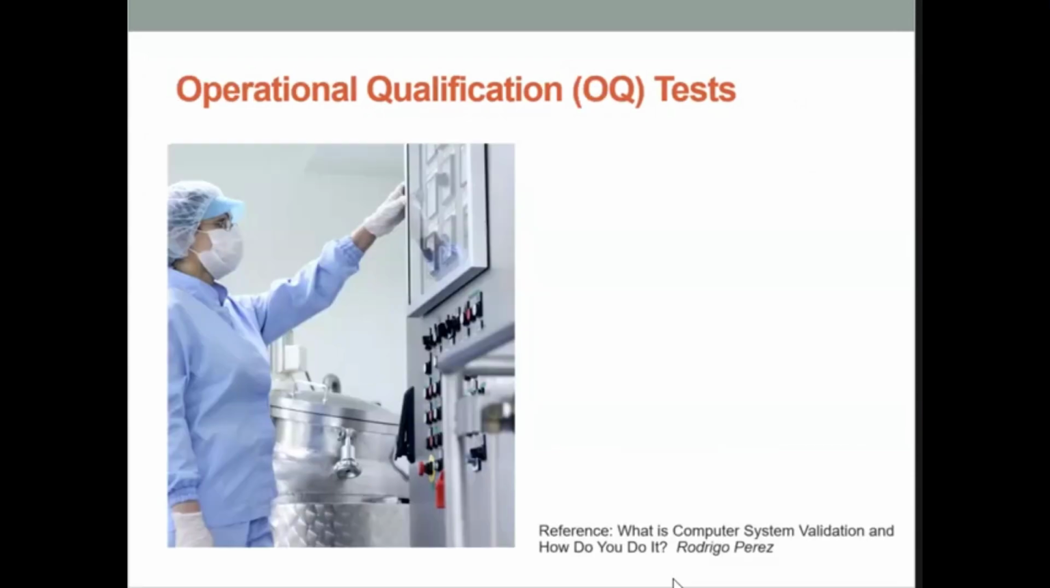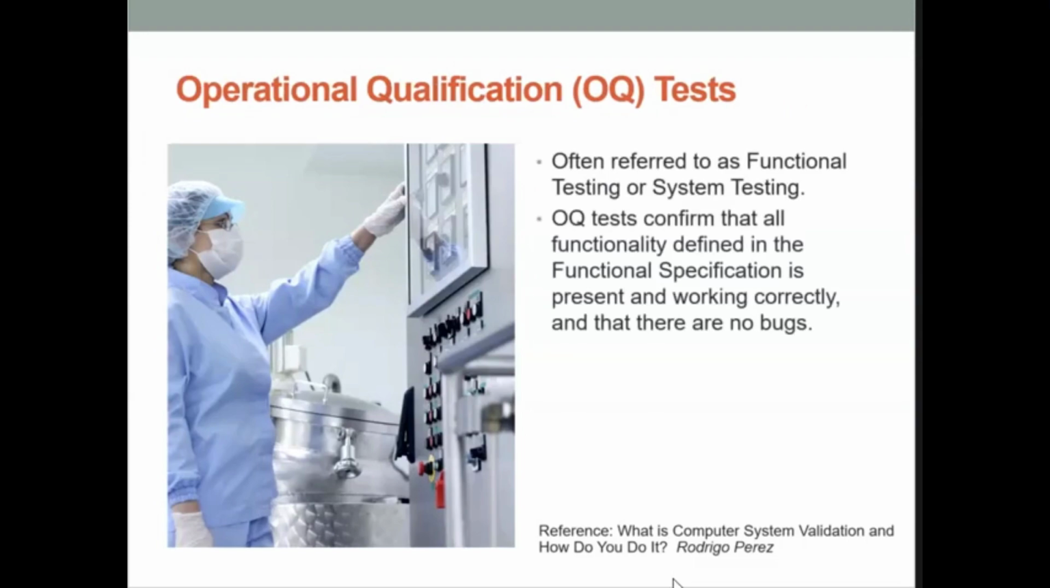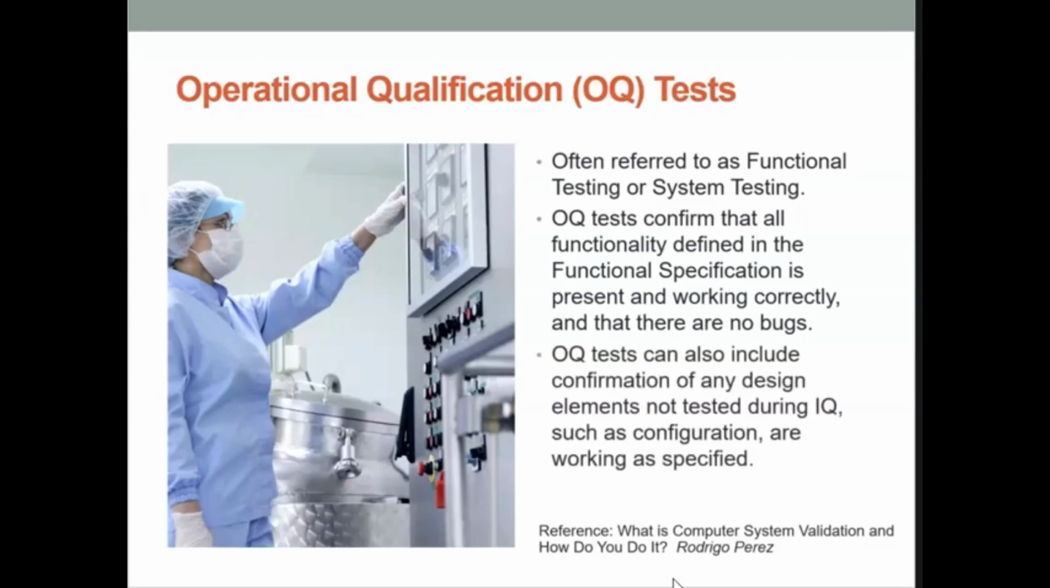Operational qualification, often referred to as functional testing or system testing. OQ tests confirm that all functionality defined in the functional specification is present and working correctly, and that there are no bugs. OQ tests can also include confirmation of any design elements not tested during IQ, such as configuration, that they are working as specified.